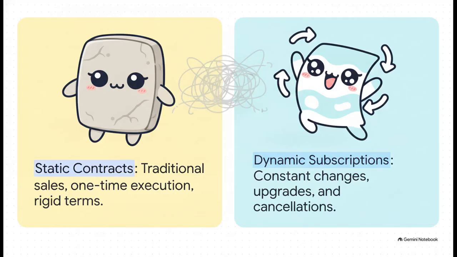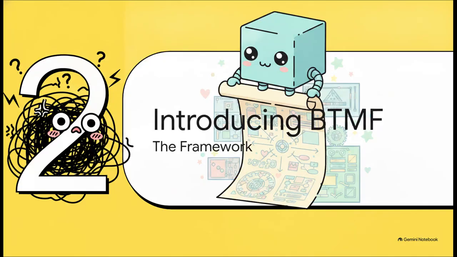And it really comes down to this massive contrast. Unlike rigid traditional sales, which are basically a one-and-done execution, dynamic subscriptions are, well, they're living entities. They are constantly changing. Customers want to upgrade, downgrade, or just completely cancel at a moment's notice. And if you don't have a structured, rock-solid way to manage these changes, it literally leads to technical chaos in your ERP system. All right, moving right along to Section 2, introducing the BTMF framework.